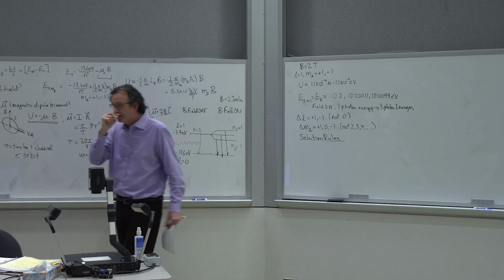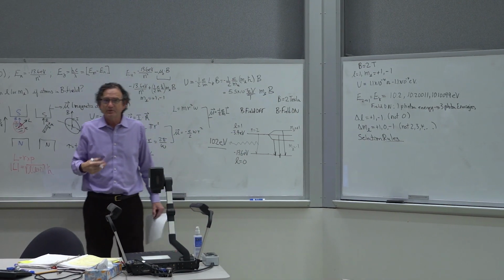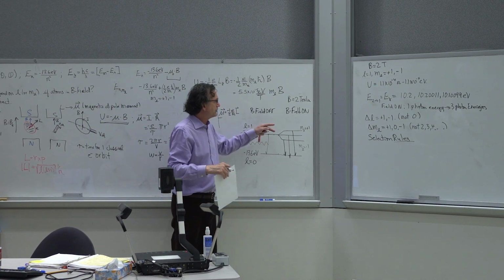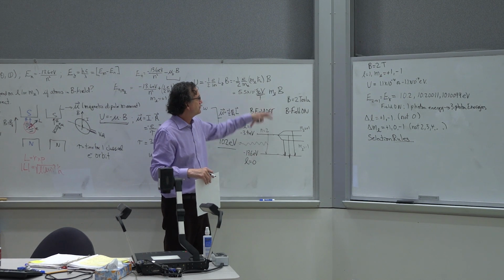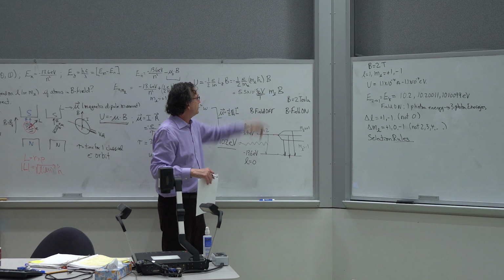All right. It's something that comes out of quantum mechanics that we don't really have time to go into. But you cannot have a transition from L equals 0 to L equals 0. You can't have a transition from L equals 5 to L equals 3. Right? So I can't go from N equals 5.